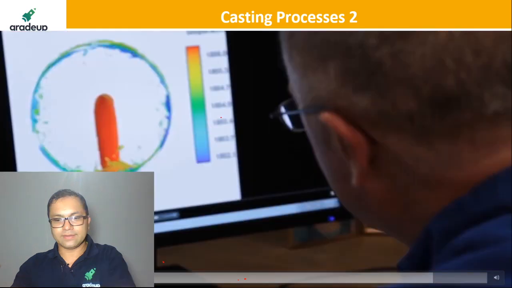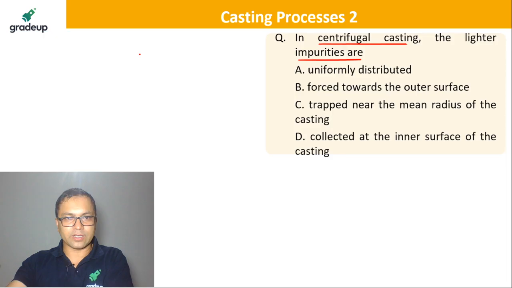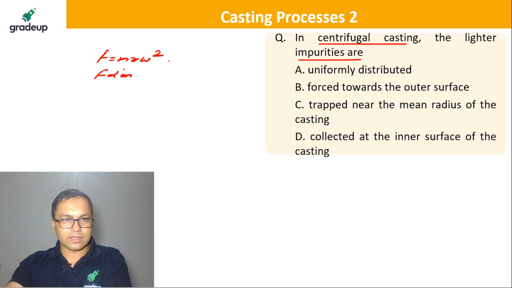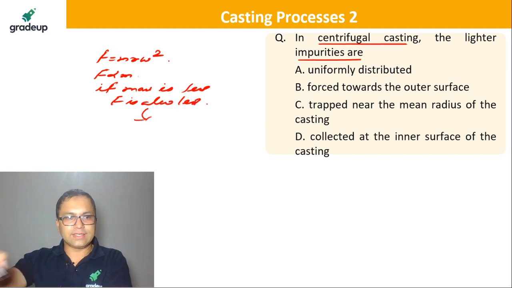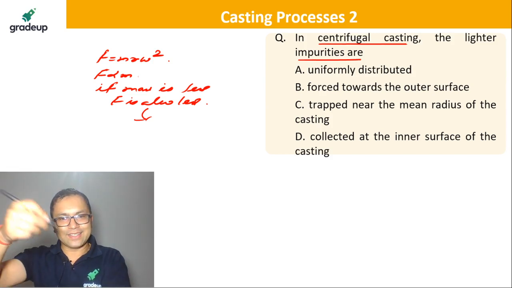All right, are you getting this? Because centrifugal force is nothing but m r omega square, right? Now, the more the value of mass, the more the force here. The force is directly proportional to mass. So if mass is less, force is also less. So lighter impurities just stick to the inner surface of the casting.